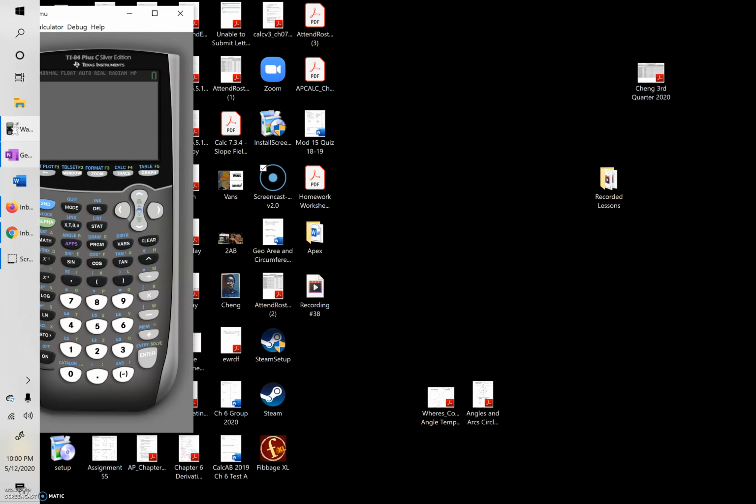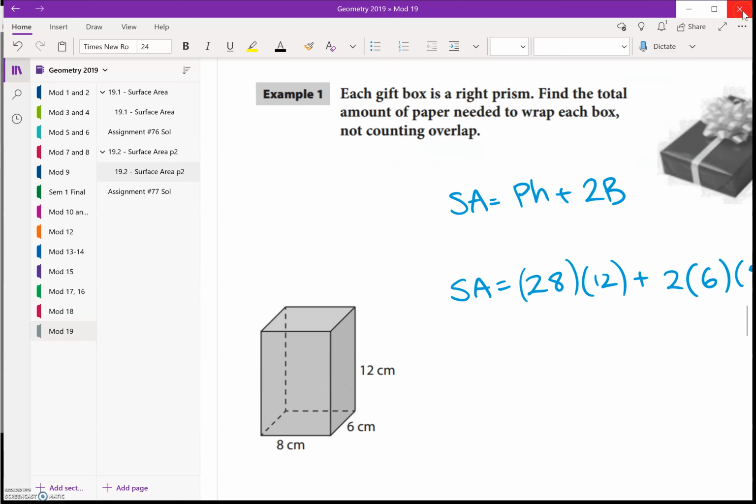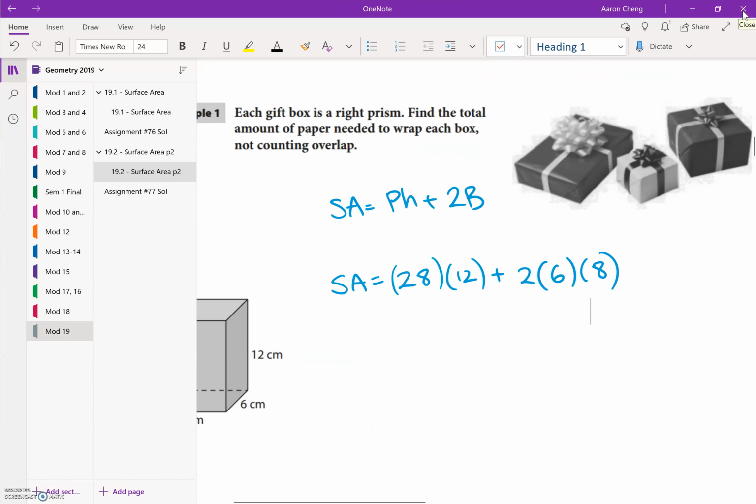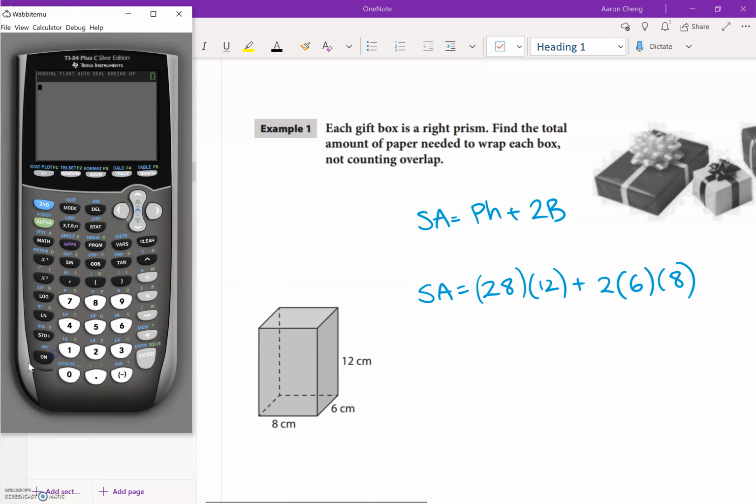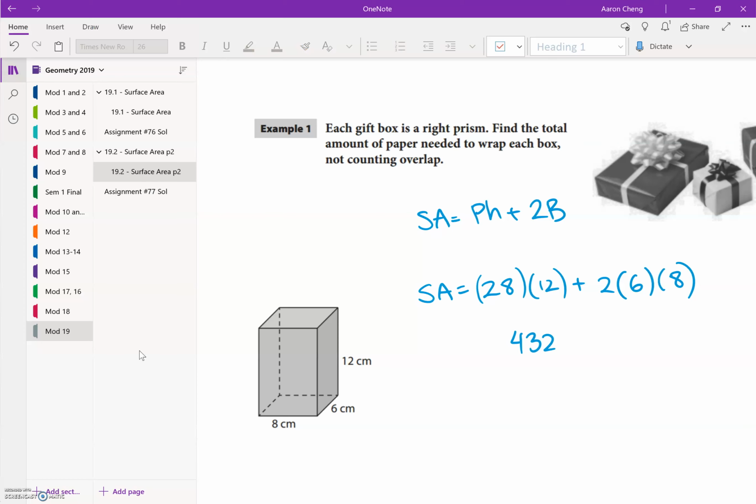28 times 12. Let's go ahead and make this a little bit smaller because we're going to access my calculator here. So 28 times 12 plus 2 times 6 times 8. We get a total surface area of 432. So 432 centimeters squared because we're talking about area.